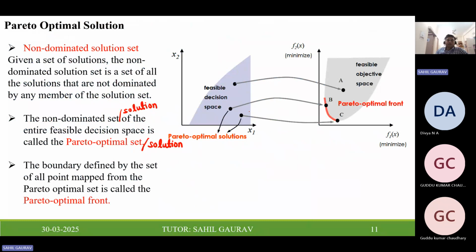So here two things are important. What is a Pareto optimal solution? These are sets of non-dominated solutions. And what are these called? These non-dominated solution sets are also called the Pareto optimal solution. And if you map this Pareto optimal solution in the function range, then these are called the Pareto optimal front.